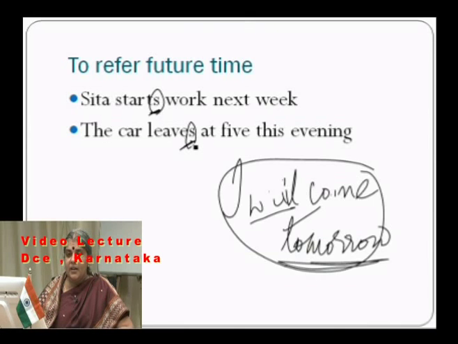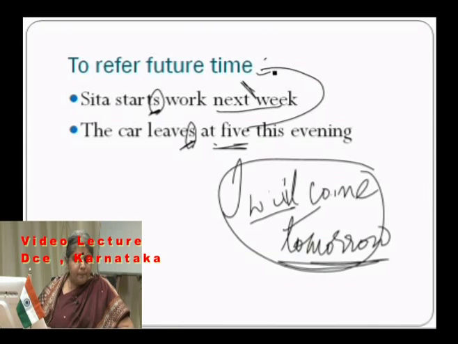Sita starts work. She is going to start work, which is a marker of time, next week. Next week talks about what? Future time reference. The car leaves at 5. When does the car leave? At 5. What is this? Future time reference. Now, the use of simple present tense in these sentences suggests that the speaker sees the future event as absolutely certain. Then we use which tense? Present simple tense to refer to what? To refer to future time.